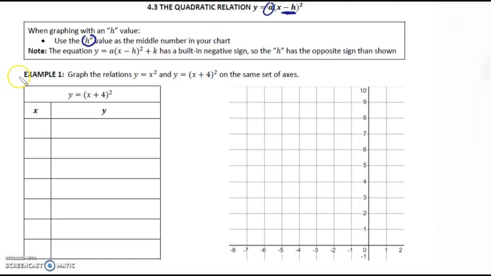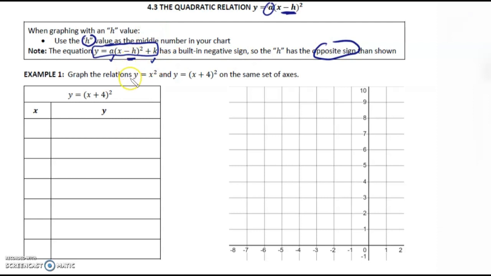On your test, I'm not going to give you the x values. You're going to have to create them depending on the h value. So here's the note: the equation y equals a(x minus h) squared plus k. Remember, these are all of the transformations that we're going to see. We already talked about a and k. Now h. There's a built-in negative sign in this bracket, so the h actually has the opposite sign of what is shown.